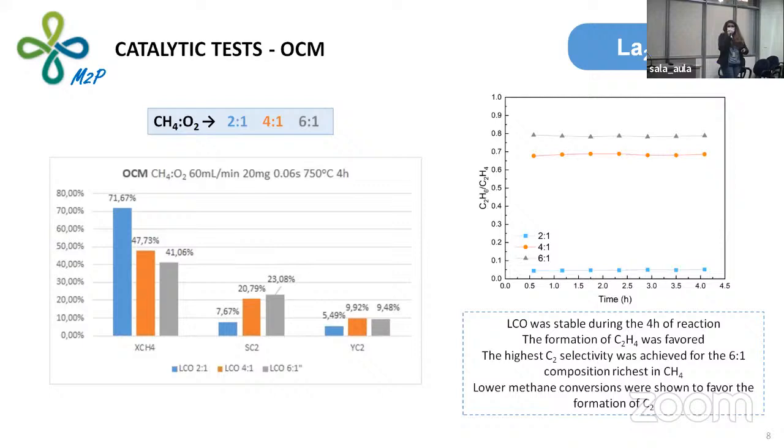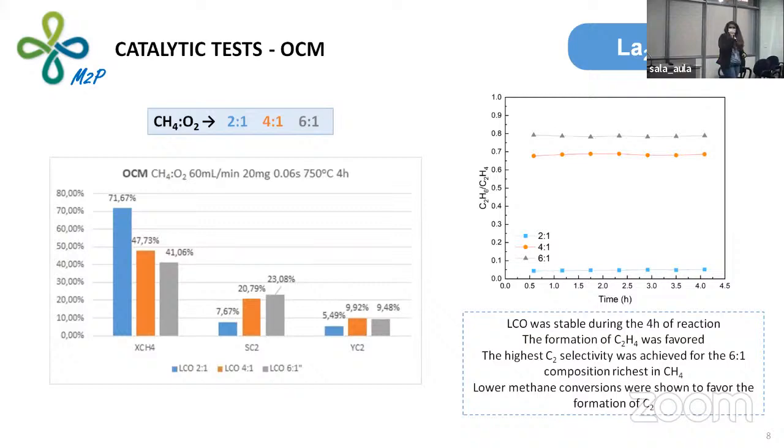The ratio 2-1 was the one which presents the higher value for methane conversion, but the selectivity and yield were the lower ones. So this is our first group of samples.